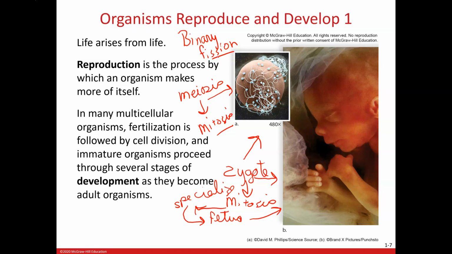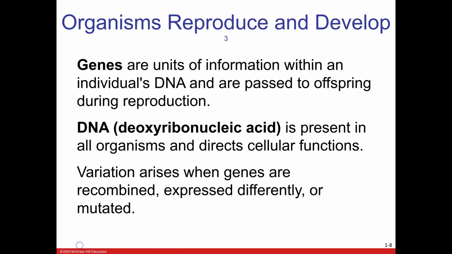So they're only going to reproduce asexually, producing new identical copies of themselves via binary fission. During reproduction, genes are passed from the parent cell to the offspring. This is during asexual reproduction or sexual reproduction. We have genes. Genes are found in our DNA. They are coded for in the DNA, and they are passed on from parent to offspring.